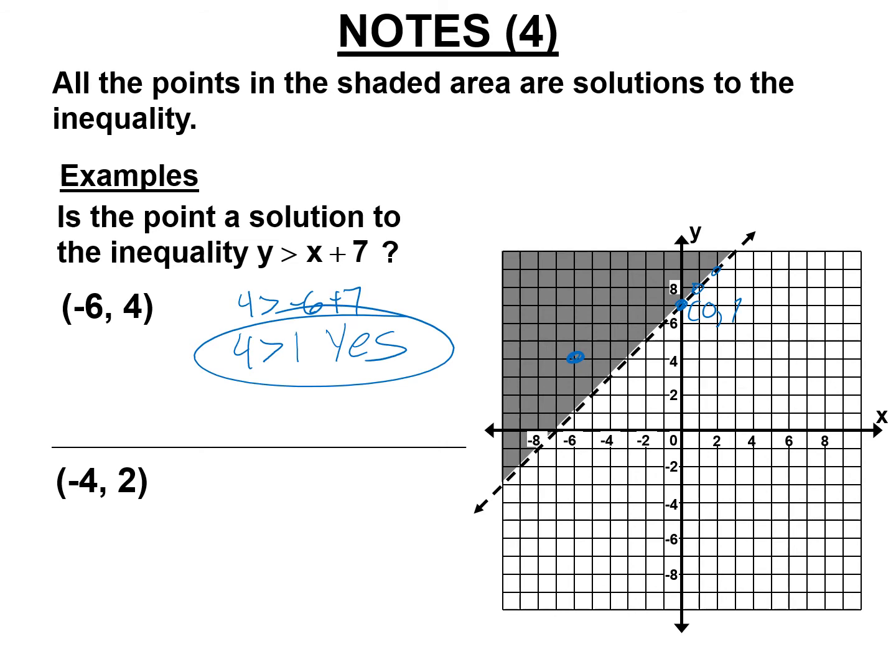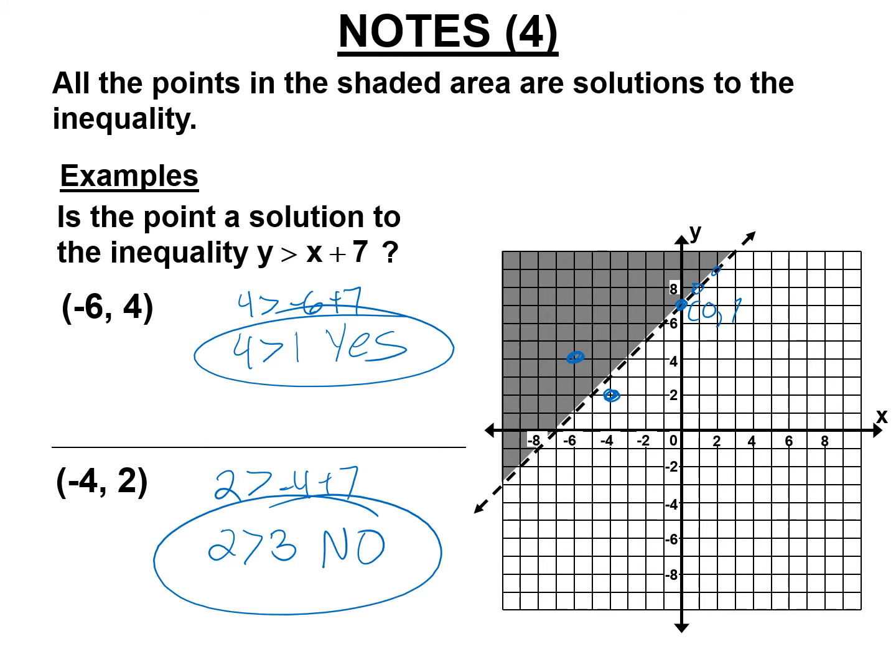Negative 4, 2. It's a little below the line, so it should not make it true, but let's check with the inequality. So we have y is 2, not 4. Y is 2. I'm going to put the negative 4. And negative 4 plus 7 is 3. Is 2 greater than 3? No, this is not greater than 3, and so it is not a solution. If it's on a dashed line, it is not a solution as well. Okay.